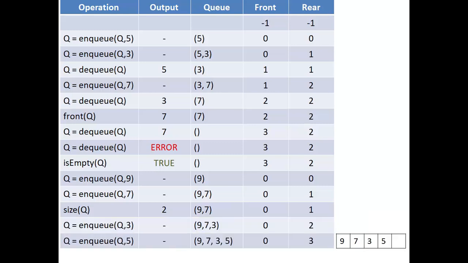After this, we have performed 2 NQ operations and 1 DQ operation. So the final queue will have 3 elements 7, 3 and 5 with the values of the front and rear pointers as 1 and 3 respectively. So in this way, one can implement a queue data structure using arrays.